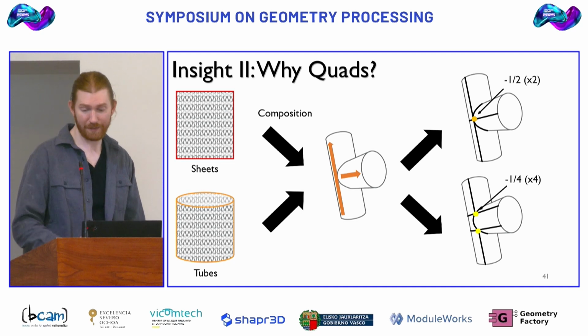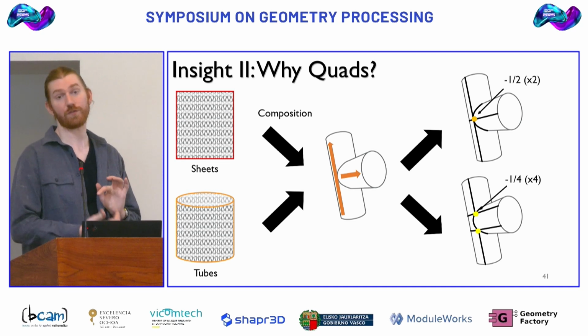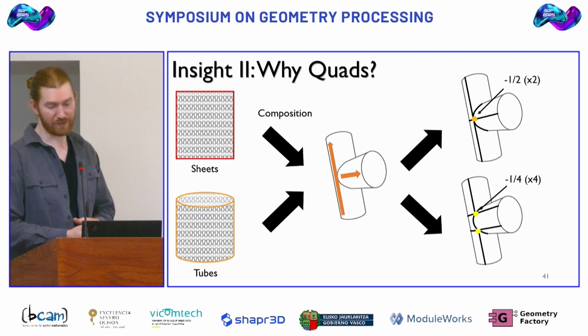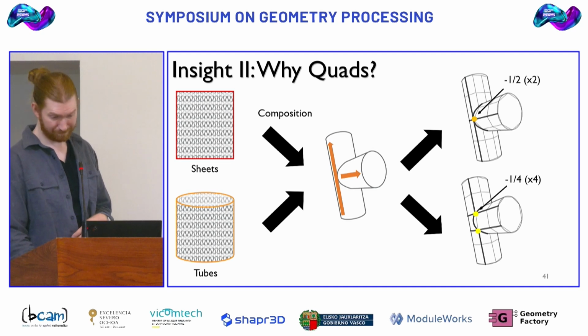So our second key insight is that common knitting compositions align with specific combinations of quad mesh singularities, which allows us to encode compositions as quad meshes with different singularities that we call composition rules.